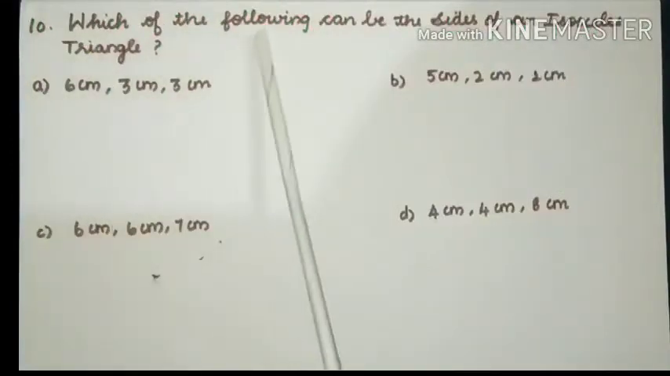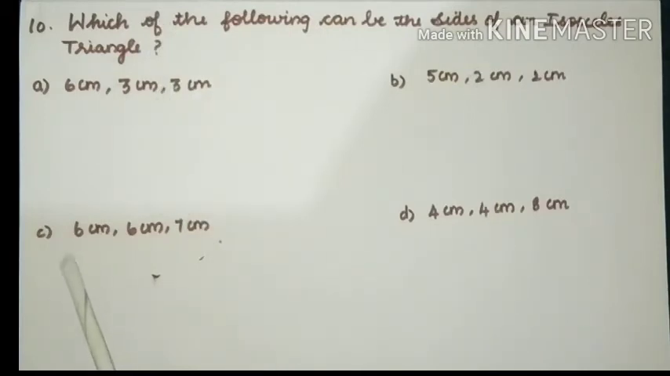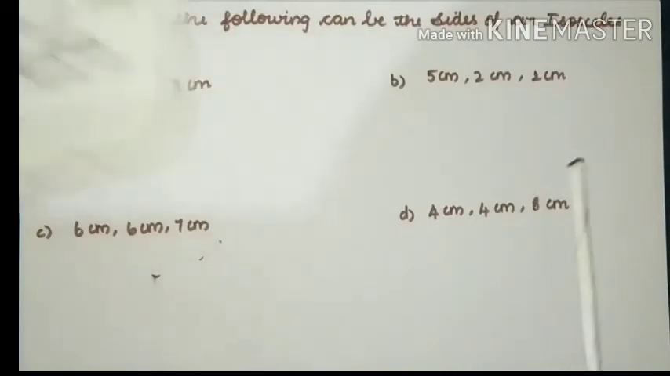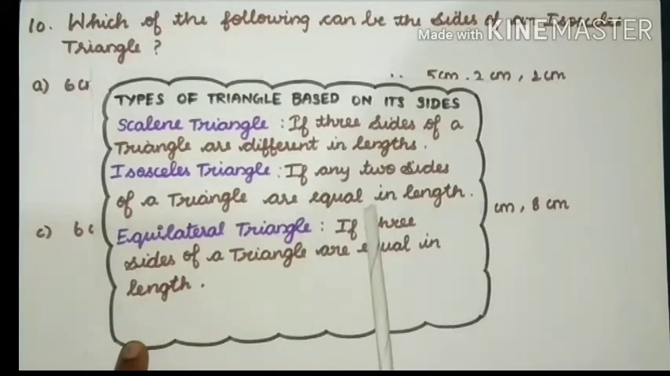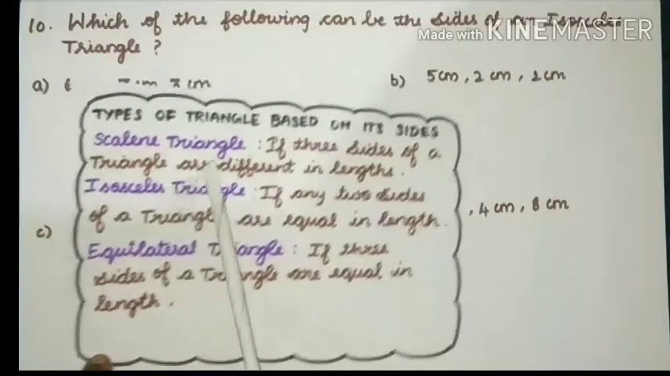10th sum. Which of the following can be the sides of an isosceles triangle? Here, four problems are given. See, in all the given sides of the triangle, two sides are equal, one is different. Here also two sides are equal, one is different. See, here the definition of isosceles triangle is, if any two sides of a triangle are equal in length, it is called isosceles triangle.